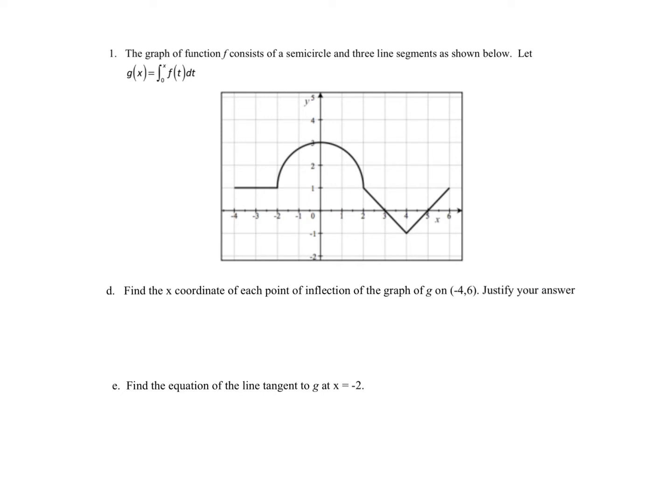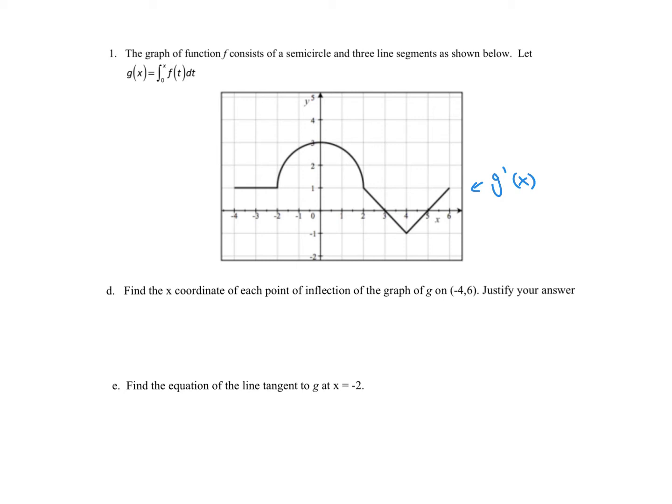And in these last two parts, well, in part D, we're looking for points of inflection on the graph of g. And if this is a g prime graph, g double prime is its derivative. So we're looking for where the derivative of this graph equals 0 and changes sign.